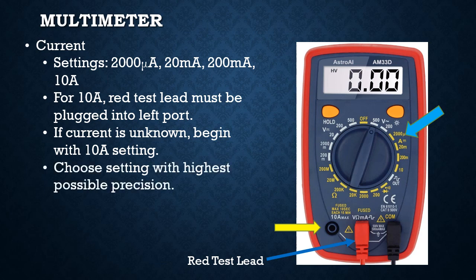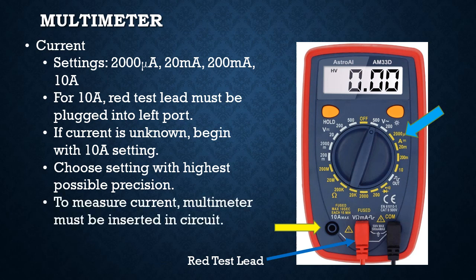But typically we want to choose the setting that is the smallest one that we can get away with, because then we'll have the highest possible precision. To measure current in a circuit, the multimeter must be inserted into the circuit. In other words, it must become part of the circuit. This is different from measuring voltage or resistance that can be measured across a component in the circuit. You'll have a chance to do that a little later when you start building circuits.